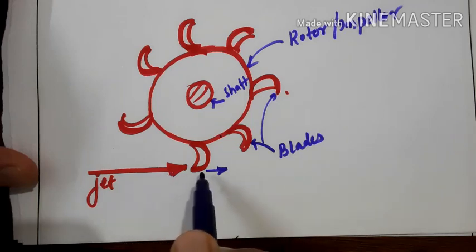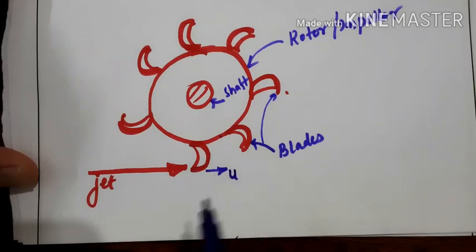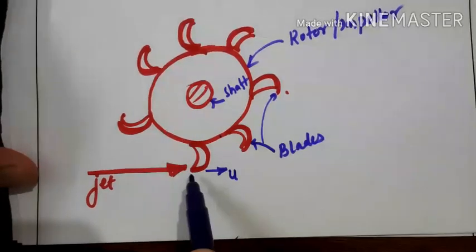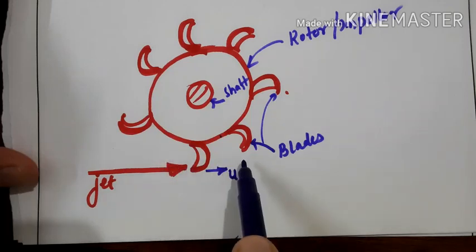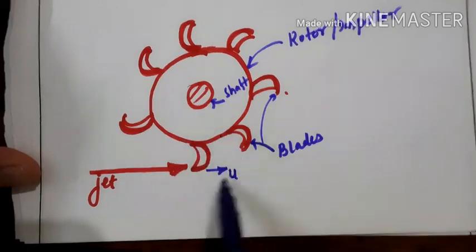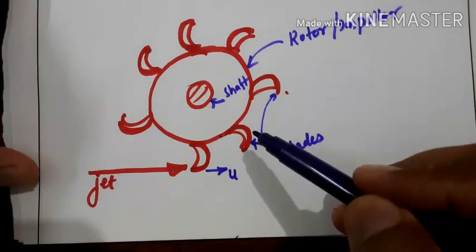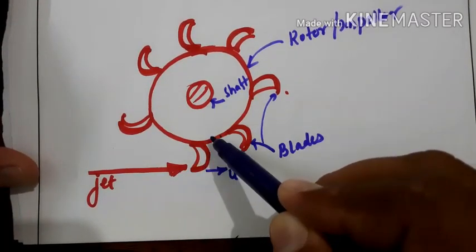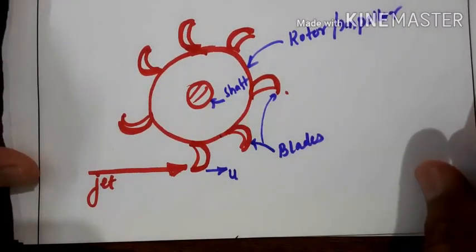Then it moves forward with the velocity u. The next blade will come and stand before the jet, and that vane also receives the force from the jet and moves forward. Then the third blade will come and stand before the jet, also receives the force and moves forward, and this will continue. Hence the force is transferred from the jet to the vane, to the impeller or rotor, to the shaft, to the generator, hence the production of electricity.